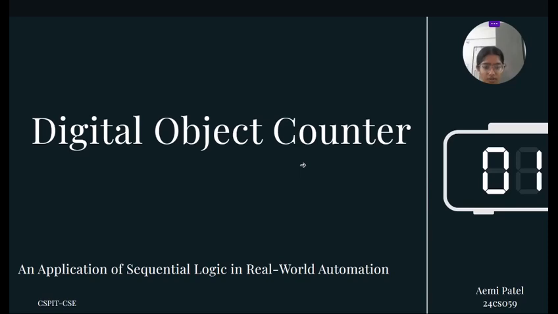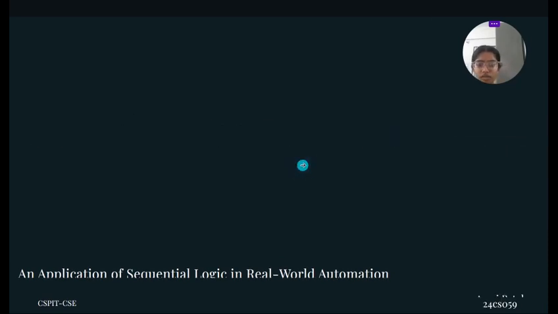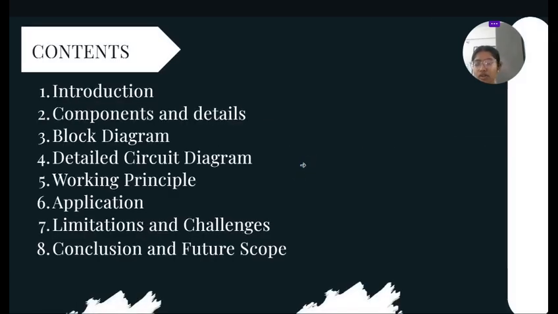in real world automation. So the topic is first of all introduction of Digital Object Counter, components and their detail, use components in Digital Object Counter, block diagram, detailed circuit diagram, working principle, how the Digital Object Counter works, real world application, limitation and challenges, conclusion and future scope.